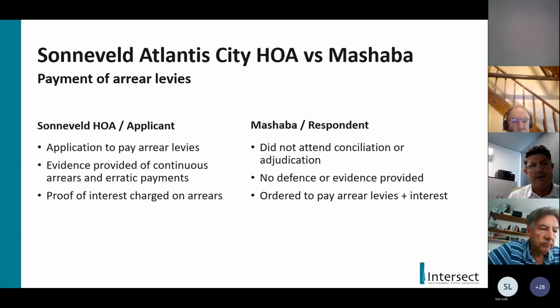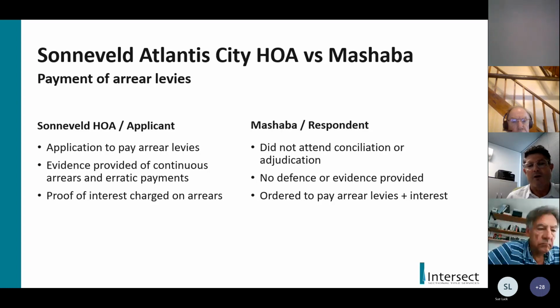The next one was Sonneveld Atlantis City HOA, and in this case, you'll see that it's a homeowners association. Here the applicant was the homeowners association, and they applied to CSOS for the owner to be compelled to pay the arrear levies. The owner did not attend the conciliation or adjudication.